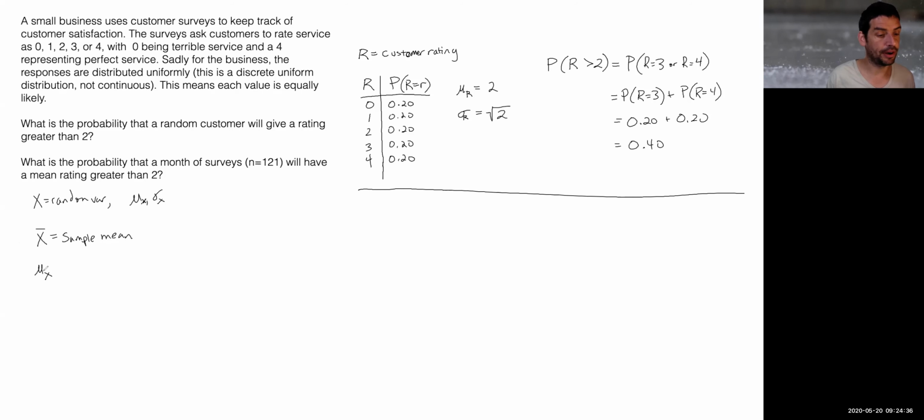Mu of X bar, the mean of this new distribution, is exactly the same as the mean of the old distribution. And the standard deviation of the new distribution is equal to the standard deviation of the old distribution divided by the square root of the sample size, okay?